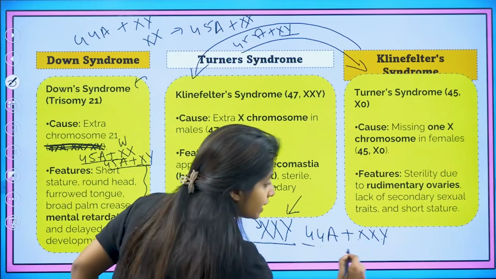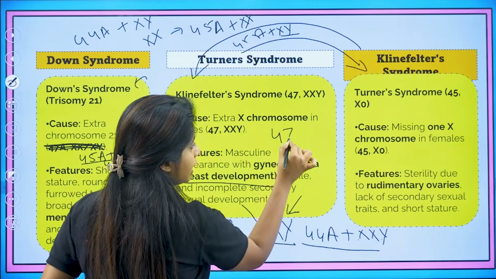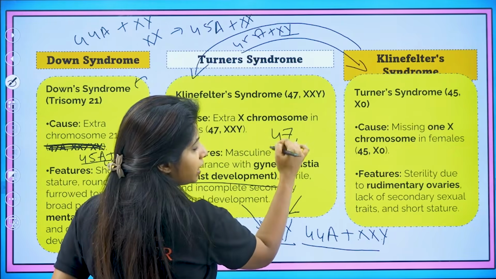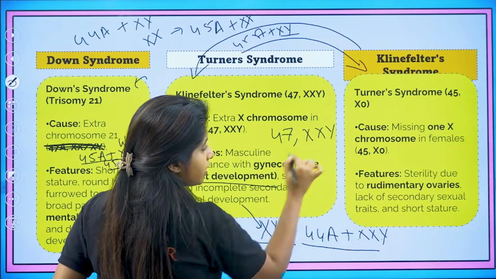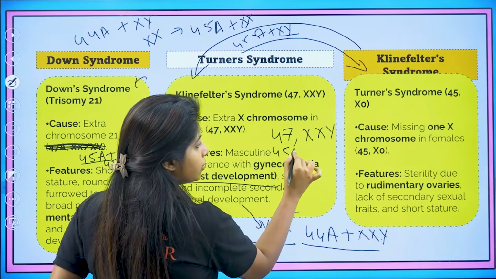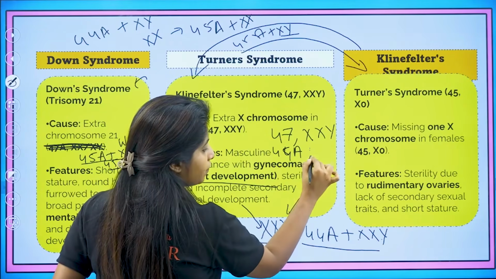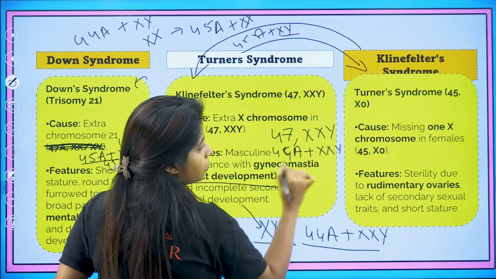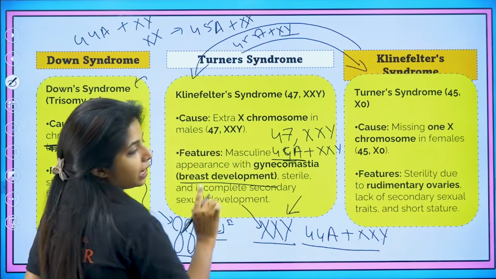So either you write like this, or you can also write like this, 47. Don't specify autosomes. Just write 47 XXY, or you write 44A XXY. Either way, if you are writing like this, you have to mention A also.